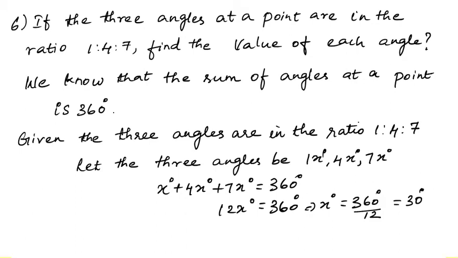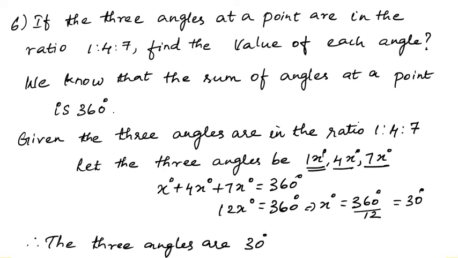So substitute back in 1x degree, 4x degree and 7x degree. So we'll get the three angles are, 1 into 30 degree, 30 degree. 4 into 30 degree will get 120 degree, and 7 into 30 degree will get 210 degree.